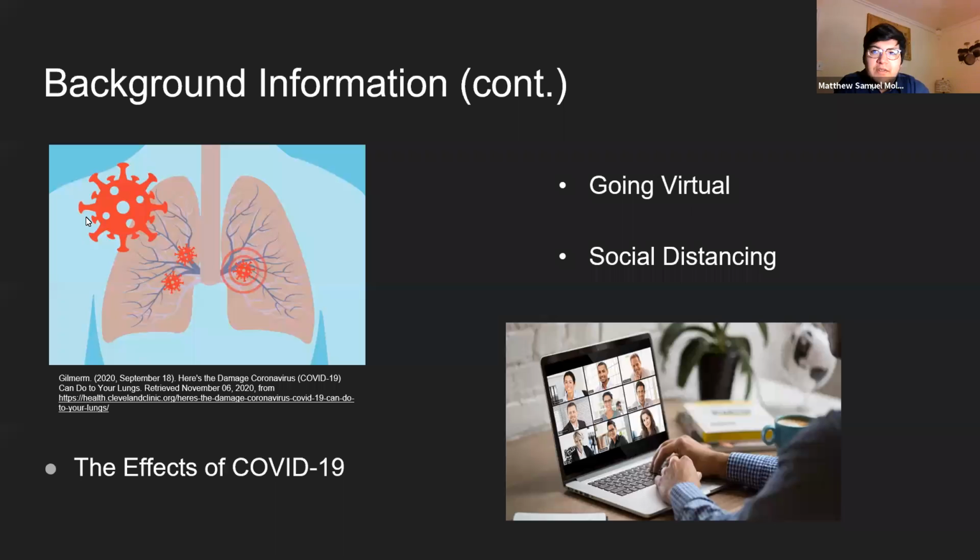COVID-19 affects the lungs. One of the symptoms of COVID-19 is inflamed lungs, which can make it hard for the infected patient to breathe. These symptoms, such as inflamed lungs, can lead to pneumonia.